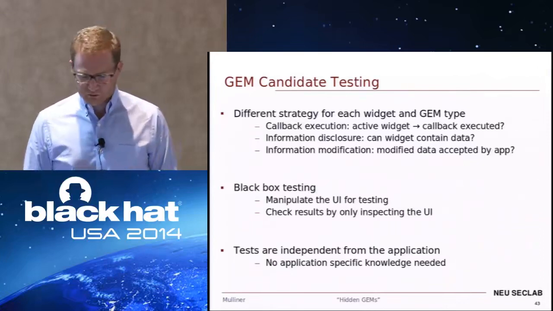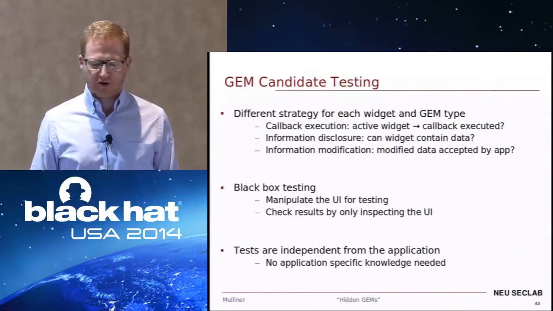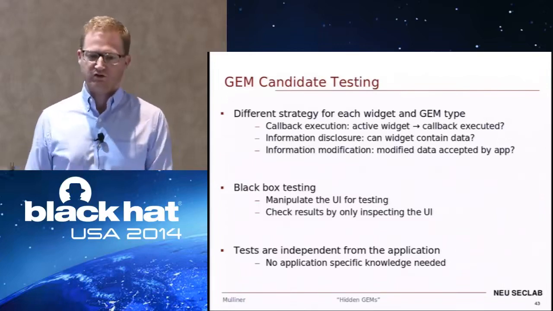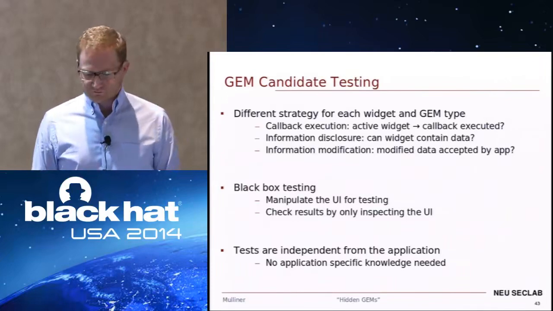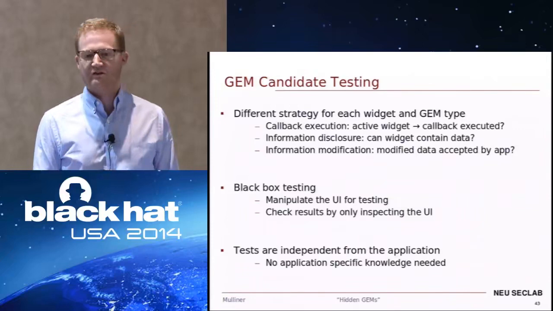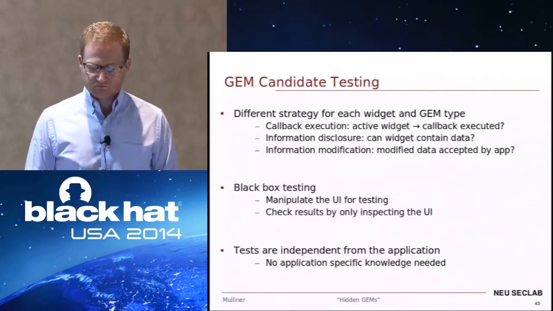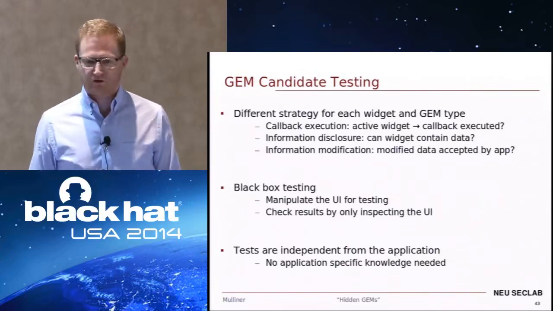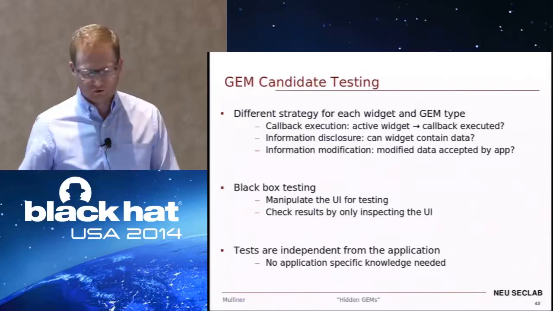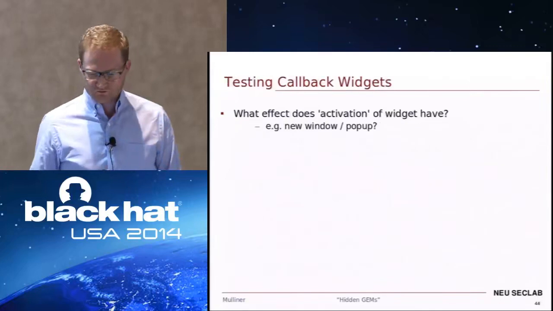I'm going to tell you a little bit more about the actual testing. But all the testing is complete black box. So our application only interacts with the test application using the UI, because with that we can be very sure that this is actually a bug that can be exploited in that way. And the tests are completely independent of the application. So we have a test method for buttons, and that works on all applications. We don't need to know anything about the application.